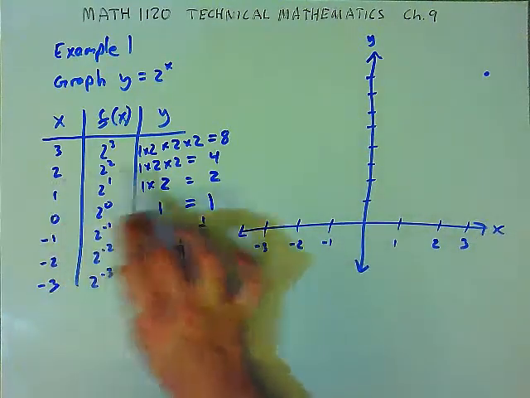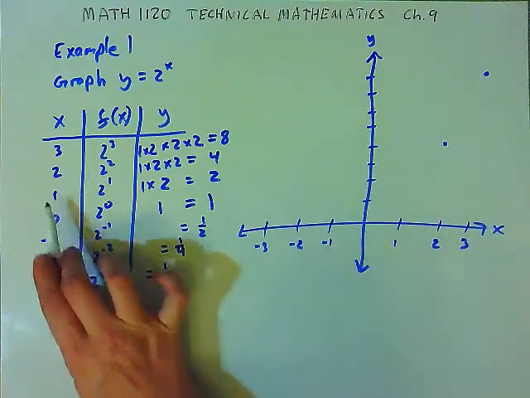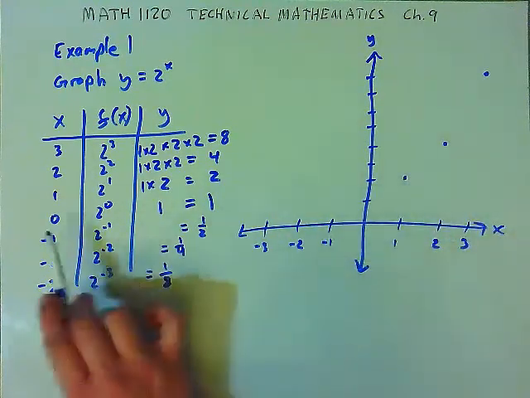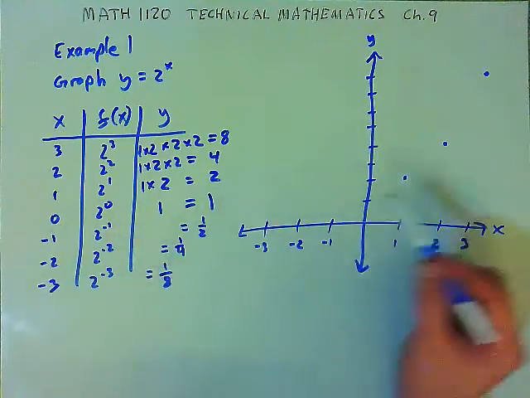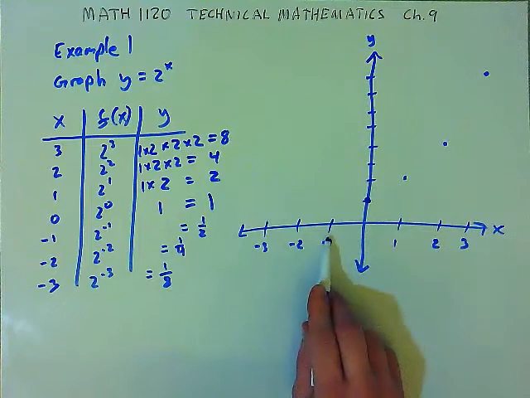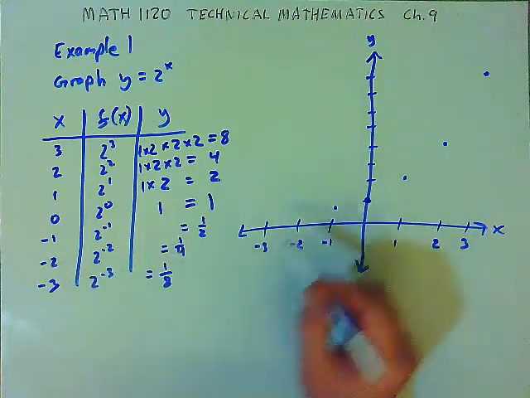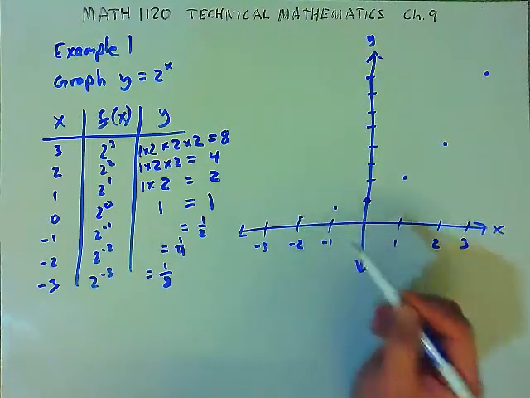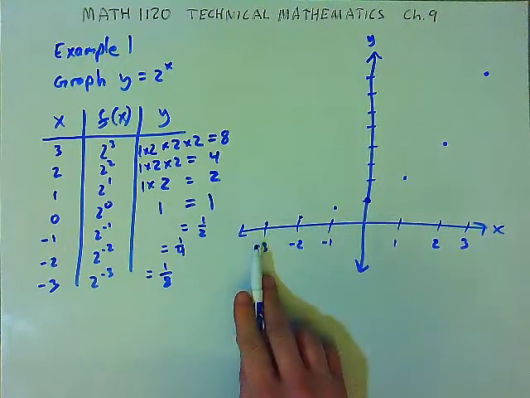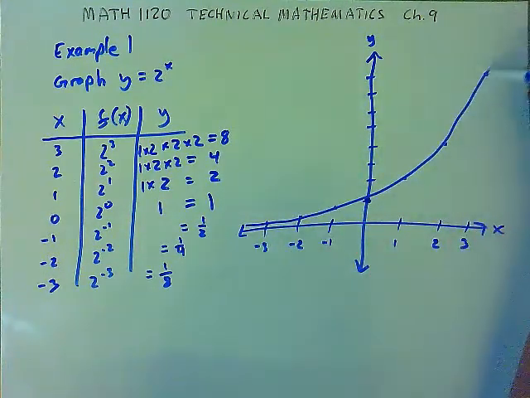When we plugged in 2 for x, we had 4 for y. We plugged in 1 for x, we had 2 for y. When we plugged in 0 for x, we had 1 for y. We plugged in -1 for x, we had 1/2, which would be about here somewhere. We plugged in -2, we had 1/4, which would be about here somewhere. When we plugged in -3, we had 1/8, which is about here somewhere. And so we get a function that looks something like this.